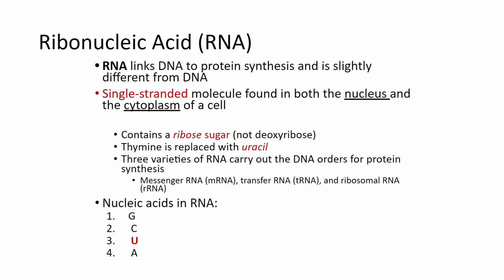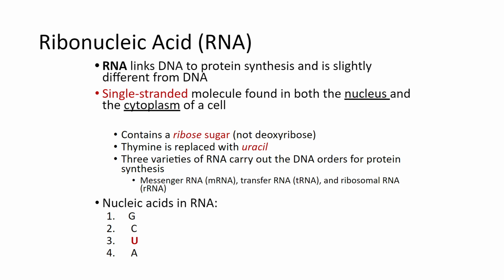Whereas ribonucleic acid is single-stranded. It's a single-stranded molecule that's found in both the nucleus and the cytoplasm of a cell, and therefore it's able to link DNA to protein synthesis, because DNA is just stuck in the nucleus and it can't leave. So we'll use RNA as an intermediary. It contains a ribose sugar instead of deoxyribose. It uses uracil instead of thymine.